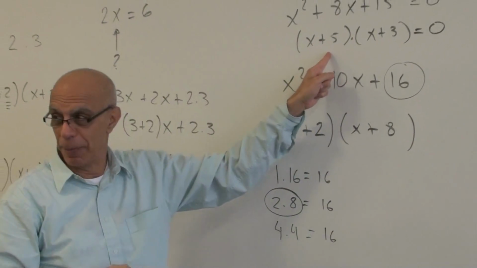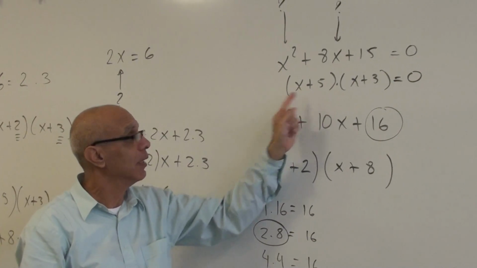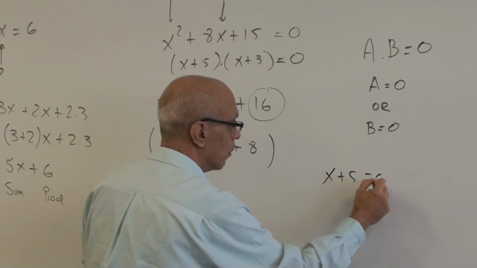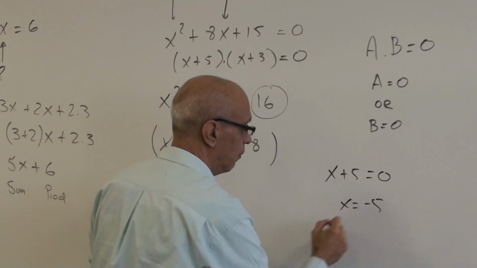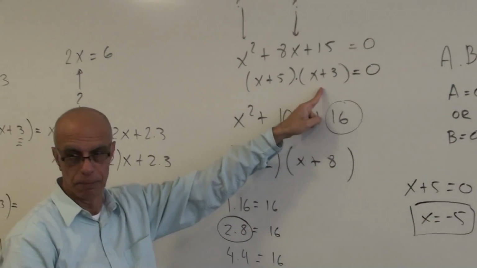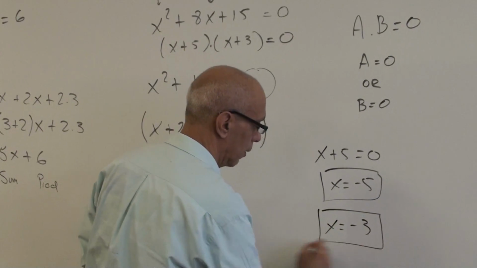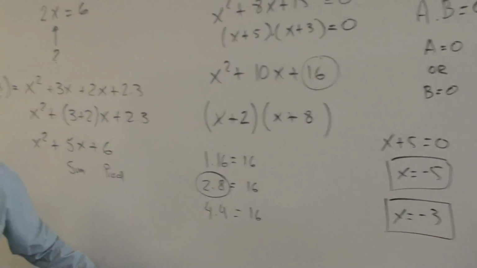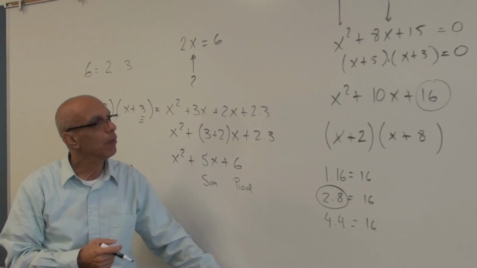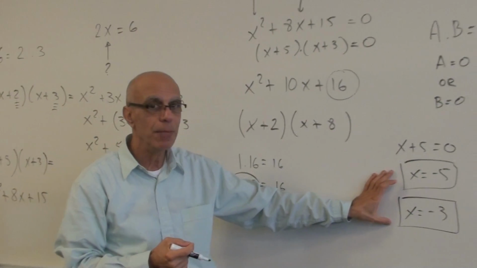So it's going to happen the same here. So what is the value of x that is going to make this here be 0? Well, x plus 5 equal to 0. x is equal to negative 5. That's one answer. Or x equals negative 3. The second answer. Okay? Is this good? But what does this really mean? What do these values really mean?